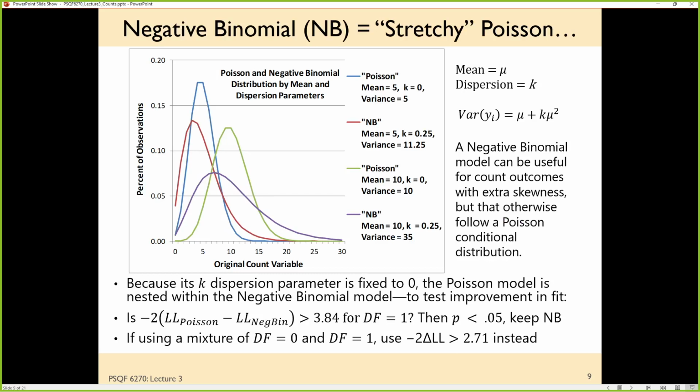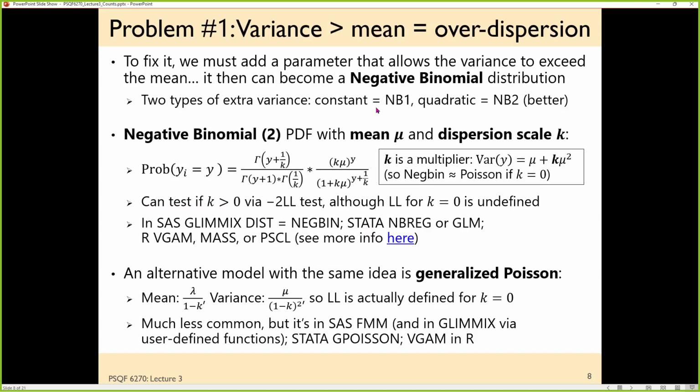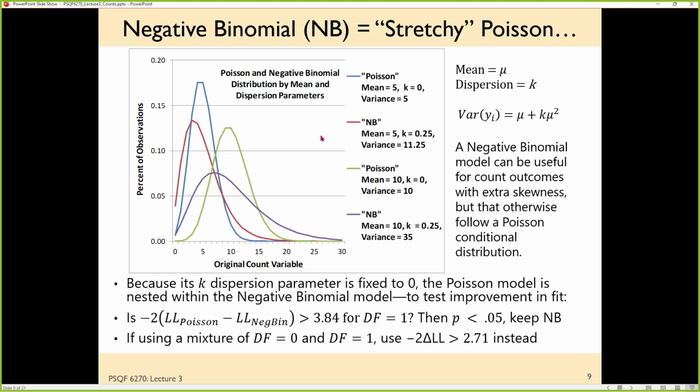Negative binomial is if you took the Poisson and just stretched it out over to the right-hand side. So there is a parameter that's added to it that is a multiplier of the variance. It is called K in the most common notation that I'm working with, and it's k times the mean squared, so it allows the variance to exceed the mean in a quadratic fashion. And this is what it looks like. I made this picture all by myself, for once.